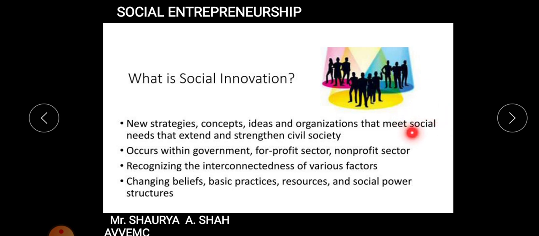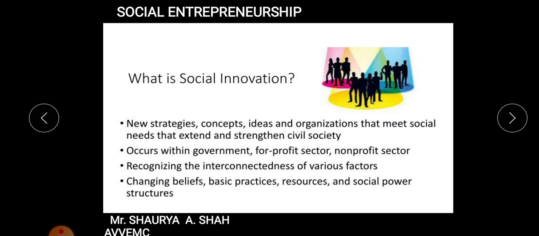Everywhere the word social is there. Anything you are doing to increase the quality of society, or improve the lifestyle of society and strengthen civil society, is known as social innovation. It can occur within the government also. It is not limited to a particular stratum of business. It can be in any field. It is pervasive. So it occurs within the government also.